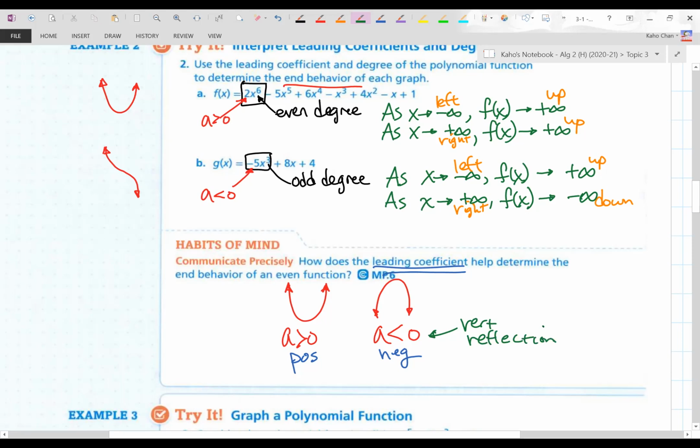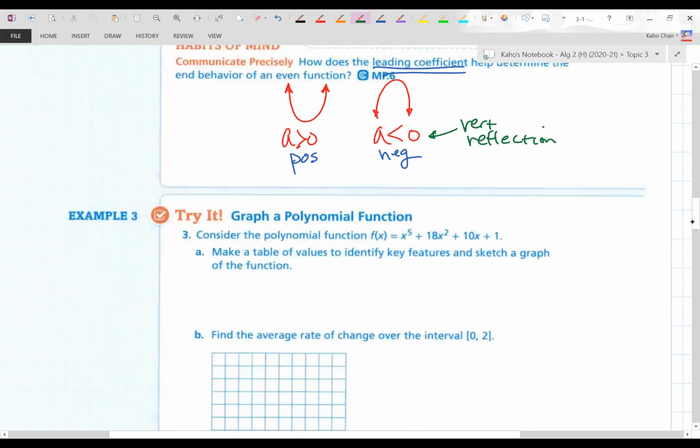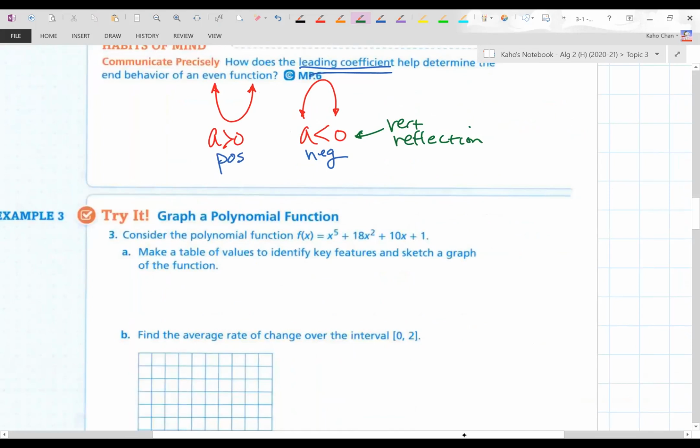Let's move on to example 3. I remember doing this last year and not liking the function itself. I'm going to change the function. Not a fan of that one at all. Let's change it to f of x equals negative 1/2 x to the 4th plus 3x squared plus 2. Negative 1/2 x to the fourth plus 3x squared plus 2.